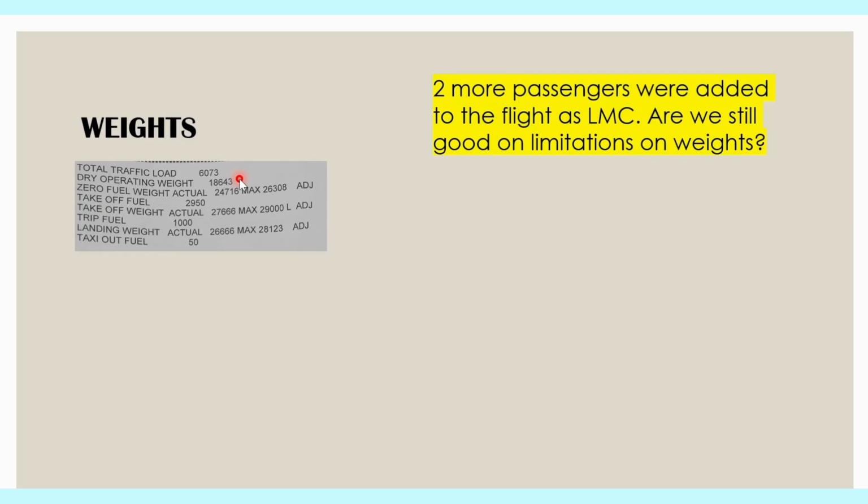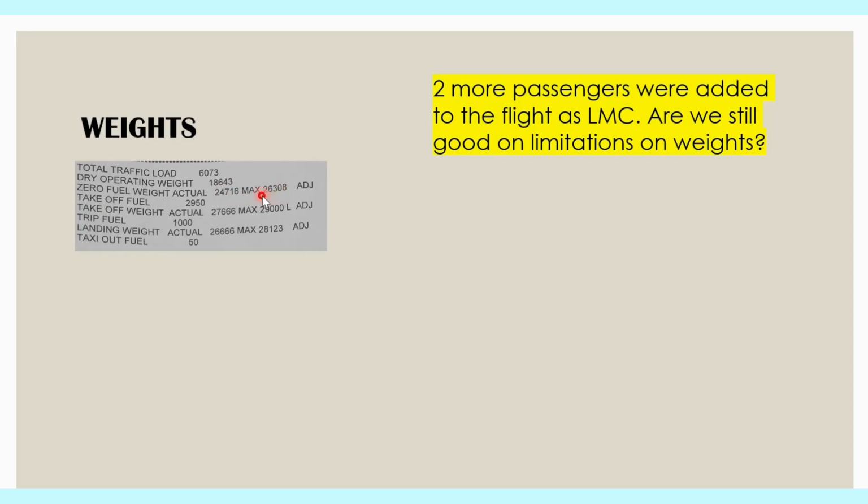I'll be in the process of making that after this one. Then we come to zero fuel weight, which means the weight of the aircraft excluding any fuel, and that's going to be the sum of these two: the total traffic load and the dry operating weight give you the zero fuel weight. You can note that this is the actual, but the maximum according to the manufacturer is 26308.